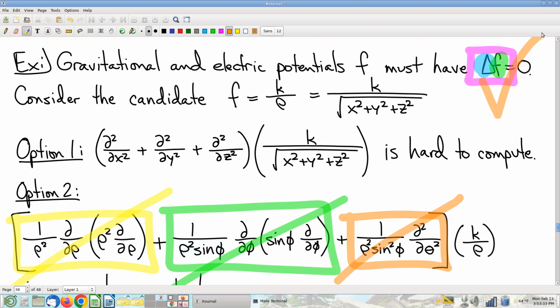So in spherical coordinates, it just works out nicer. Even though the Laplacian itself is kind of a monster, much easier to do business in spherical coordinates than in rectangular coordinates.